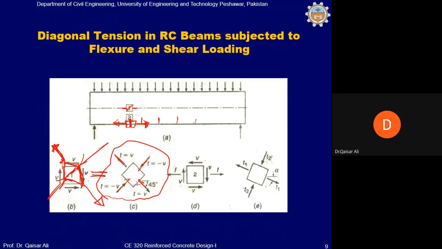There will be tensile stresses and shear stresses in element 2 acting simultaneously, and then the crack will appear, which will not be at an angle of 90 degrees and not at an angle of 45 degrees, somewhere between 90 and 45, maybe at an angle of 60 or 70, and slightly and gradually it will become 45 like this. So the crack, due to flexure and shear stress, both will be like this.